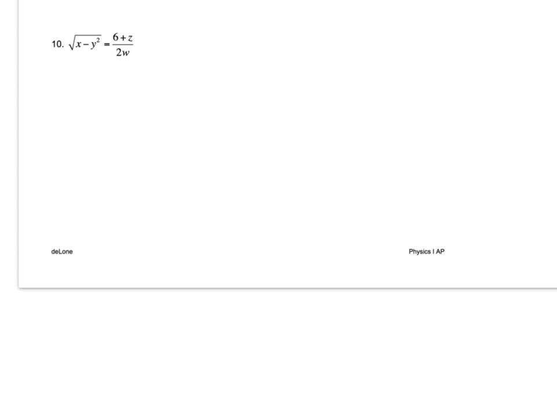Moving on to our next problem here, I see I have this square root of x minus y squared under the radical. So what I'm going to do first, in order to get rid of that, to undo that square root, is square both sides. And so the one side becomes x minus y squared. The other side is going to be, and I'm not going to bother expanding this, I'm just going to leave it as 6 plus z squared. Although if you expanded it and got 36 plus 12z plus z squared, that would be acceptable.